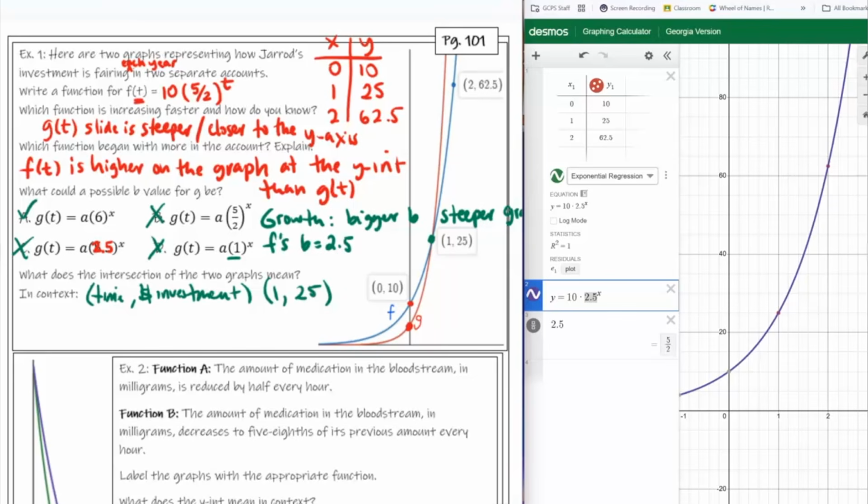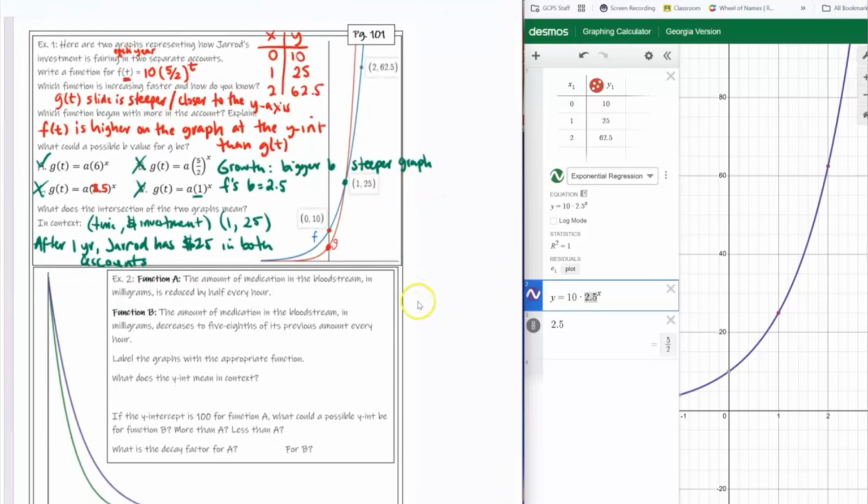In both accounts, he has the same amount of money. You could say, in 1 year, Jared has $25 in both accounts. It doesn't matter what variation, as long as you're using 1 as time in years, and then $25, and then saying something about both accounts being exactly the same. So after 1 year, Jared has $25 in both accounts. Again, any variation of that is fine. Guess what I want you to do? I want you to now do example 2. Let's practice.